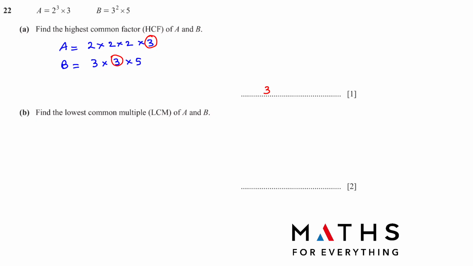Find the lowest common multiple of A and B. To find the lowest common multiple, we are going to multiply all the factors of A and B. So A is 2 times 2 times 2 times 3. And B is 3 times 3 times 5. But this 3 which is common, we only write it once.